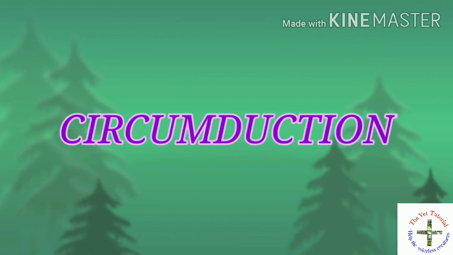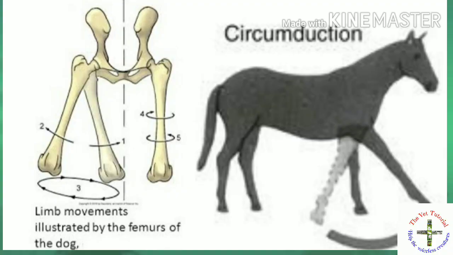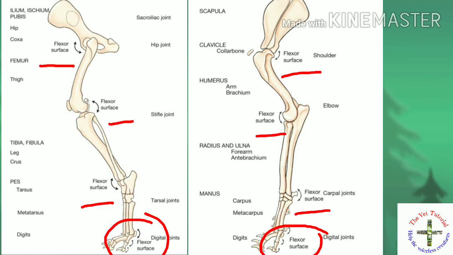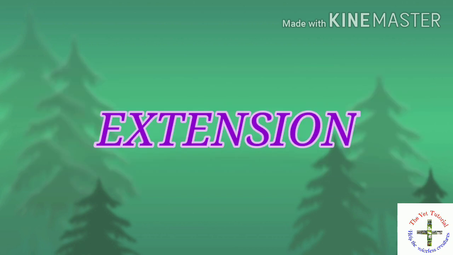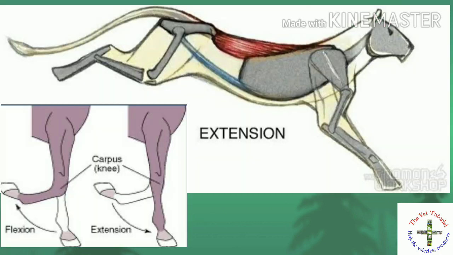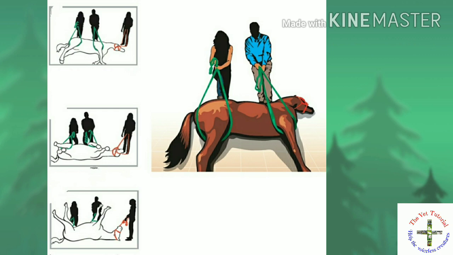Then circumduction, which means movement of a part and extremity in a circular direction. Next is flexion, which means the act of flexing or bending, in which the angle decreases between the body parts. Then extension. It is opposite to flexion, described as a straightening movement in which there is an increase in the angle of the body parts. Then next is recumbent, which means lying down.